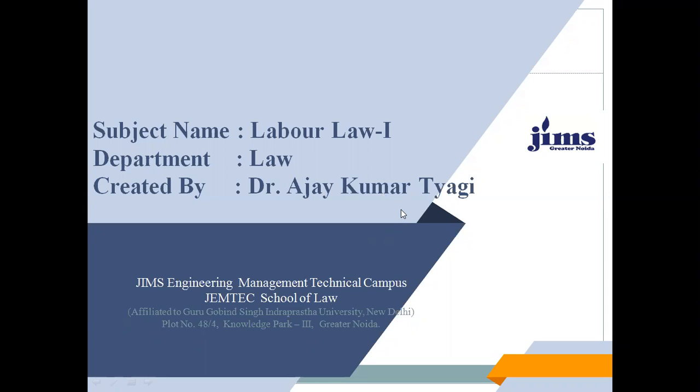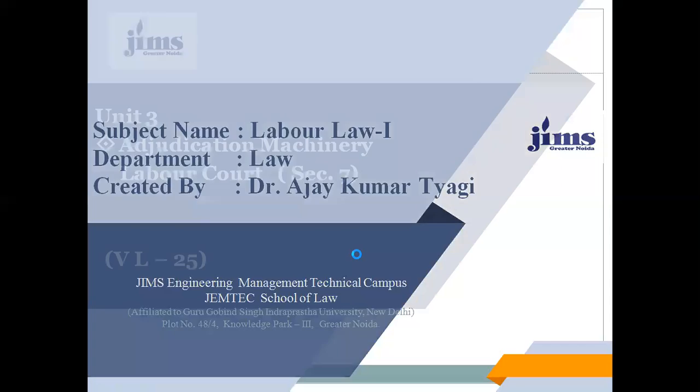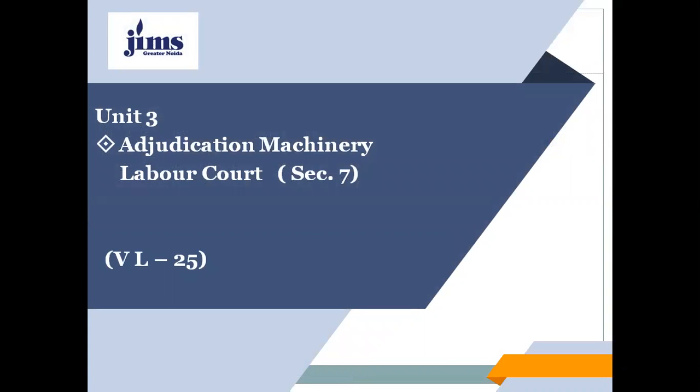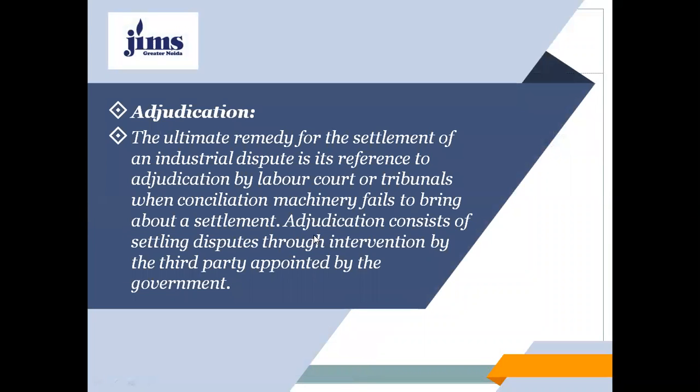And today, under the Industrial Disputes Act 1947, we will discuss adjudication machinery. And in adjudication machinery, we will take up the labor code given under Section 7. And my dear students, this is video lecture number 25. Adjudication machinery is given under Section 7 in the ID Act 1947, and under Section 7, we discuss the labor code.